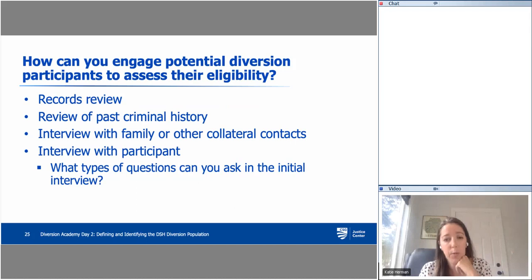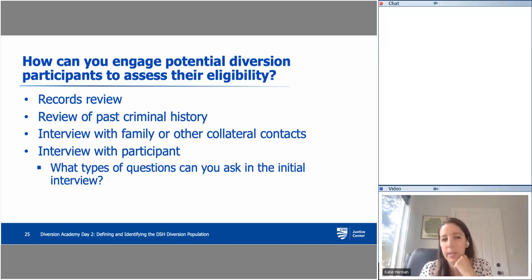Review of their past criminal history, of course, is very important, through their rap sheet. An interview, if you're given consent, with the client's family or other collateral contacts, to get a sense of what their mental health history and treatment history has been like. And then, of course, an interview with the participant. But ideally, you're not solely basing your assessment for diversion eligibility on one interview with someone. It's possible to have more sources of information.